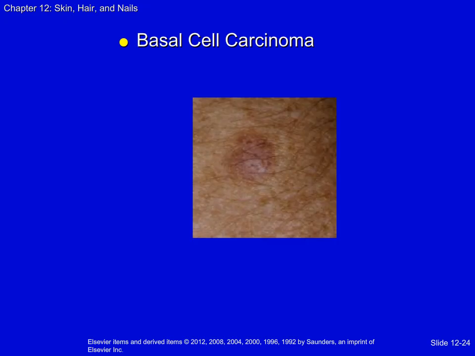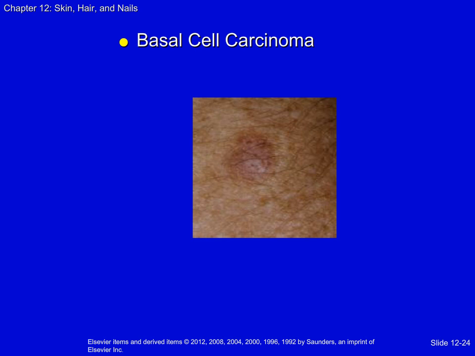Now we move to malignant tumors of the skin. Here we have basal cell carcinoma, BCC. This is the most common skin cancer in humans, yet it accounts for less than 0.1% of patients' deaths due to cancer. Basal cell skin cancer typically appears on sun-exposed skin. It's very slow-growing and rarely metastasizes.